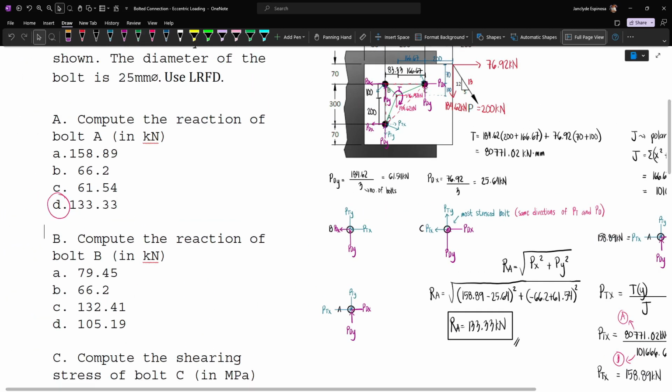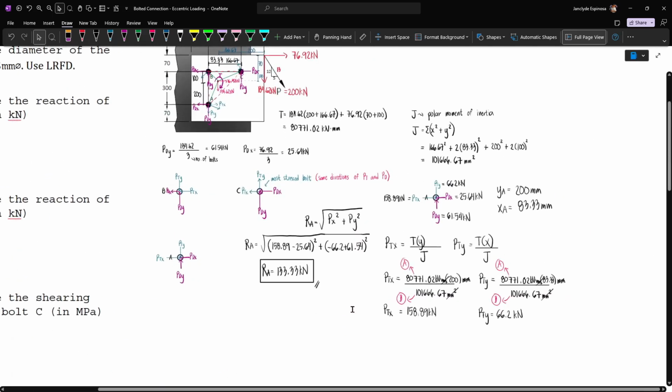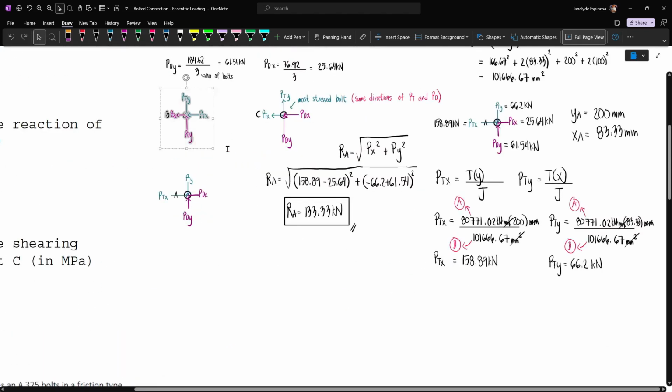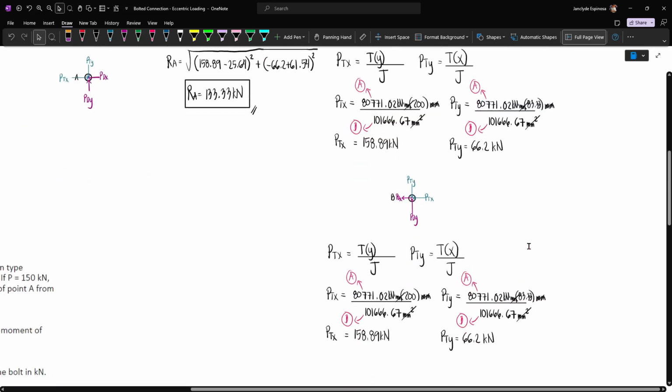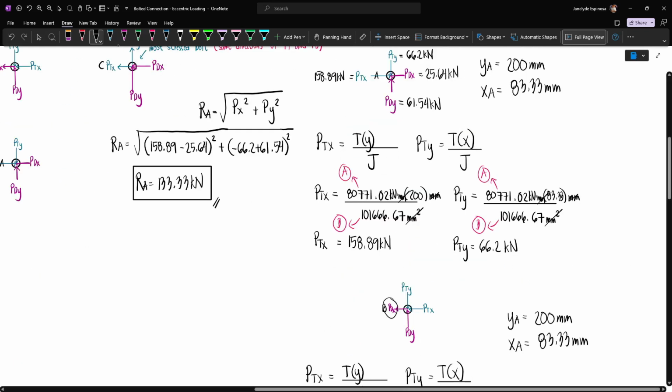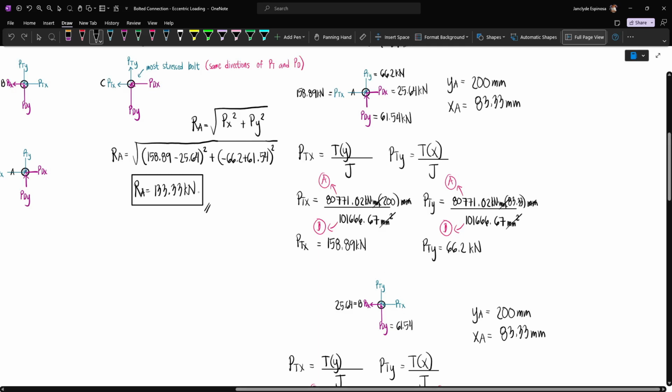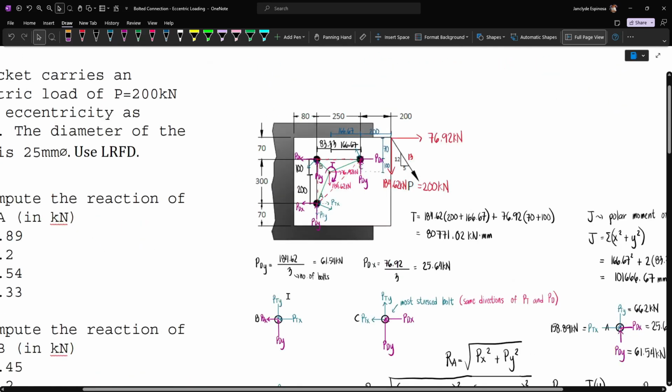And so now for the next problems, we'll just repeat the same process, but we'll now consider bolt B. So let me just copy this one, and then let's modify these values. Again, our PDX is 25.64, and PDY is 61.54, and then we're going to solve for PTY and PTX. So let's look at YB and XB. Let's look at bolt B.